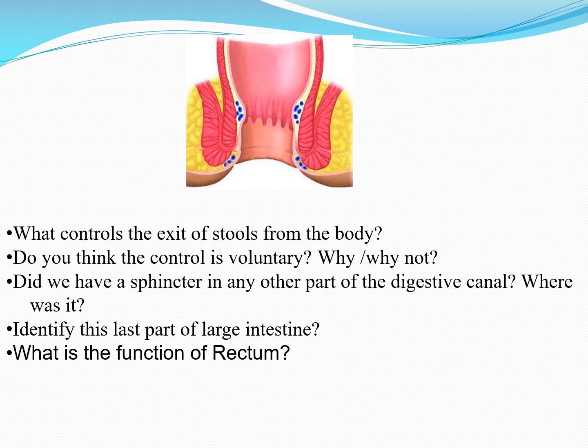Next. Do we have a sphincter in any other part of the digestive canal? Where was it? Yes, we have two more sphincters, pyloric sphincter and cardiac sphincter. Pyloric sphincter is present between stomach and duodenum, and cardiac sphincter is present between esophagus and stomach.